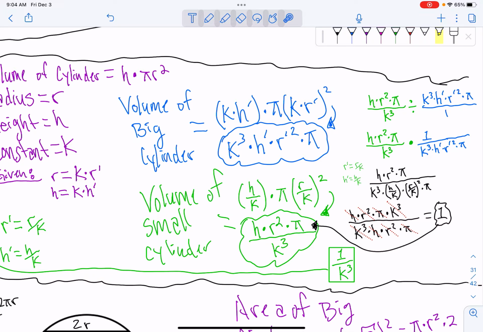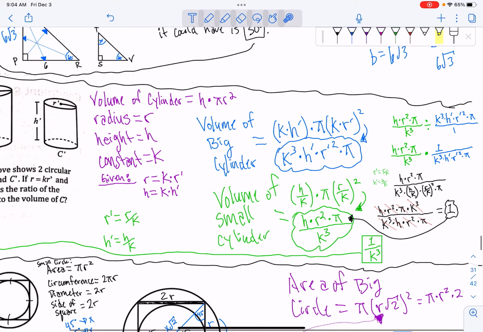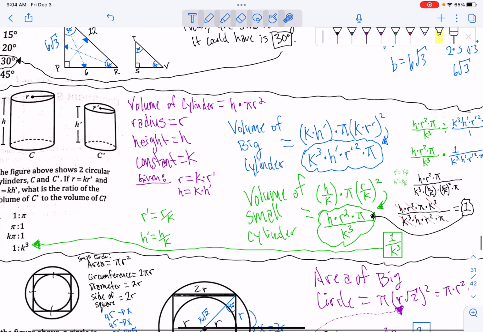So this is, we didn't have to do all this work, but it just lets you know that it does simplify to 1, and it's just 1, right? That's the ratio. This is the ratio, right? 1. This is the formula right here. So it becomes 1 over whatever the new ratio is. So k to the third power, right? I know it doesn't make sense, guys, but just try.